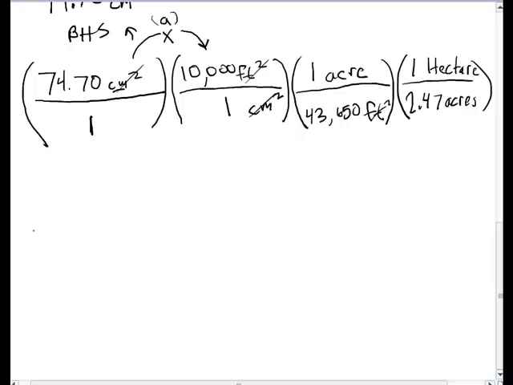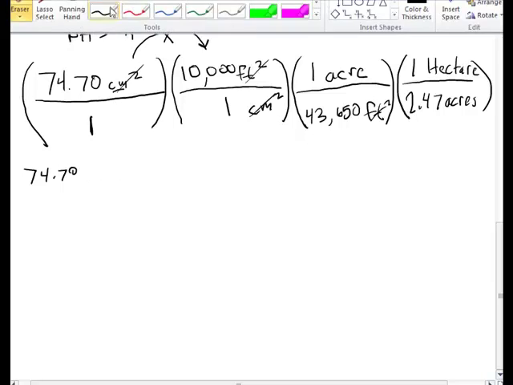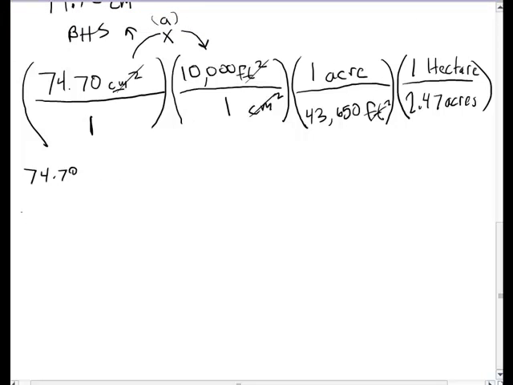So the first thing I'm going to do, I have the values of 74.7 centimeters squared. Actually, I don't really care. I'm just going to handle the numbers here to keep it cleaner. I've got 74.7 times 10,000. I hate that. There's so many placeholders here. So I'm going to change it into scientific notation. 7.47 times 10 to the what? I've just moved it over 1 place, times 10 to the 1.